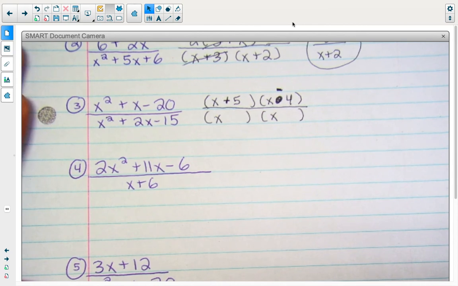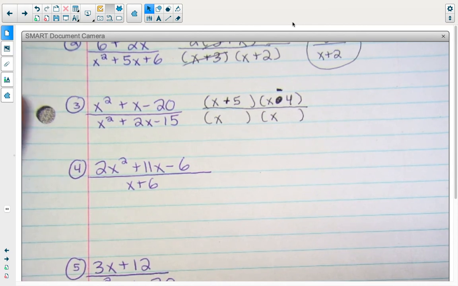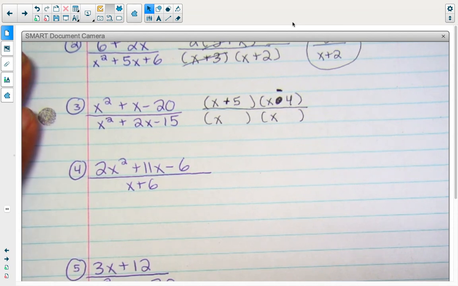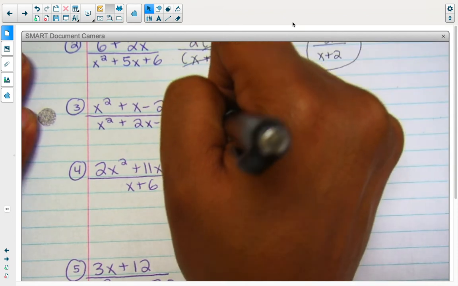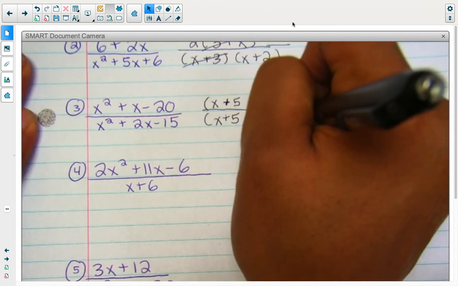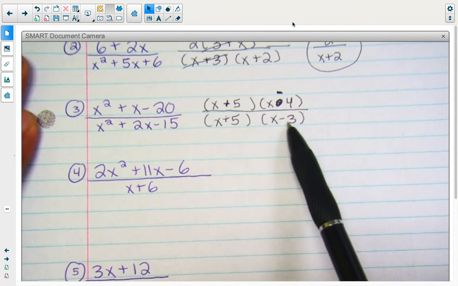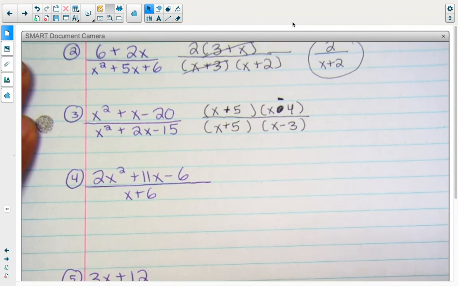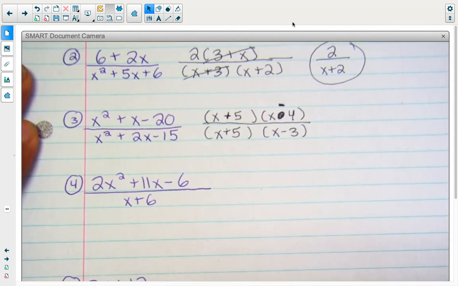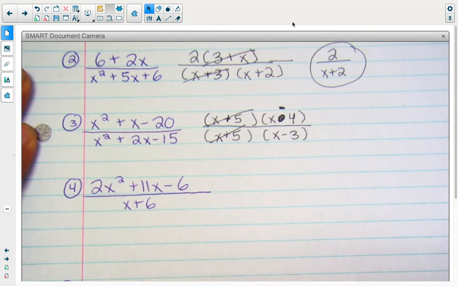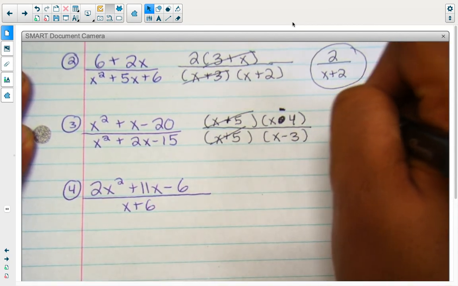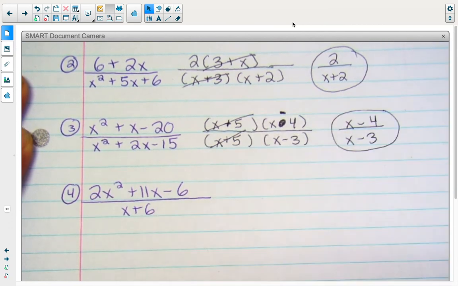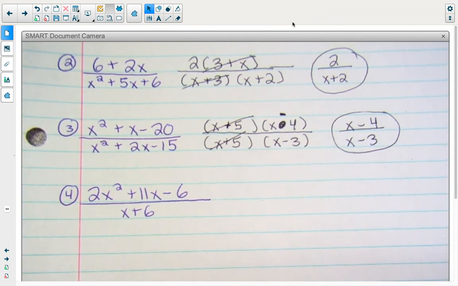And then on the bottom, I need to do the same thing there. I need to factor 2 numbers that multiply to give me negative 15 and add to give me 2. So 15 is what, 5 and 3. So let's do 5 and negative 3. So we'll check ourselves. 5 times negative 3 is negative 15. We're good there. And if I add those, I get a positive 2. If you have the same thing on the top and bottom, it's going to cancel. So x plus 5 goes away. So we're left with x minus 4 over x minus 3. So that is our final answer.